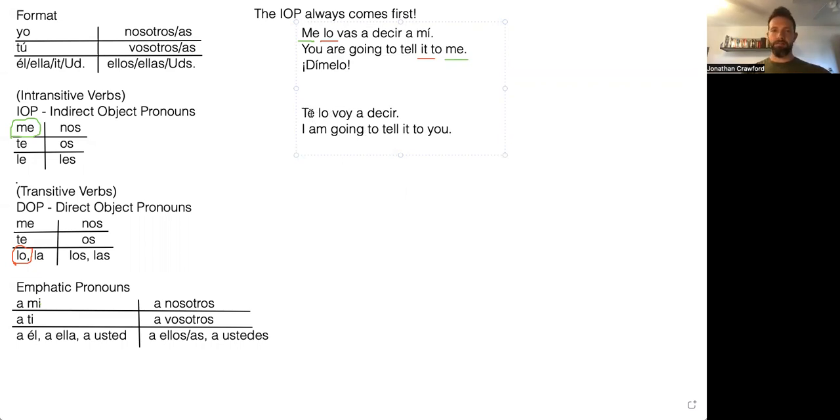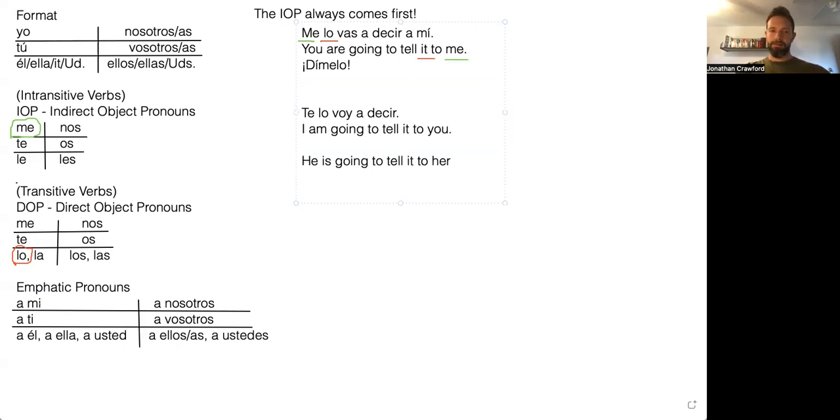Either one would be correct. But if you're using both of them, you have to have the indirect object pronoun first, then the direct object pronoun, just like that, te lo. Now, what if I say, he is going to tell it to her?